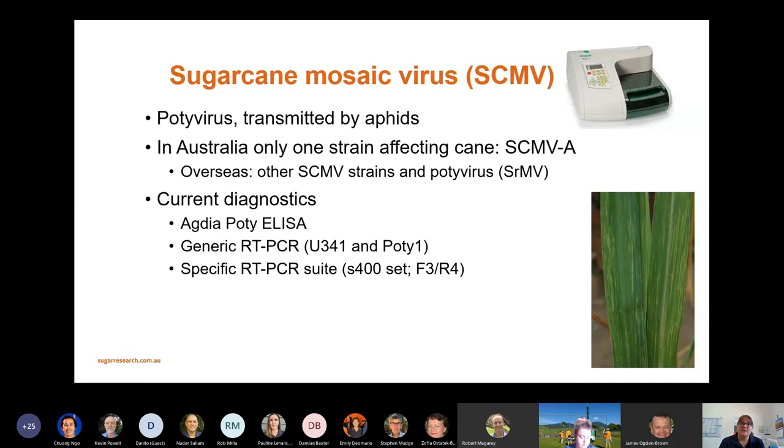So when we're doing diagnostics for material inside of Australia, we do a specific RT-PCR using this S400 set of primers. But if we're looking for exotic things, we need to go back to using an ELISA. Now, ELISAs are less sensitive than PCRs, but they can be more generic. So we sacrifice the sensitivity for being able to detect a wide range. So what we wanted to do was to see if we could get a PCR that would be able to replace the ELISA, or a LAMP.